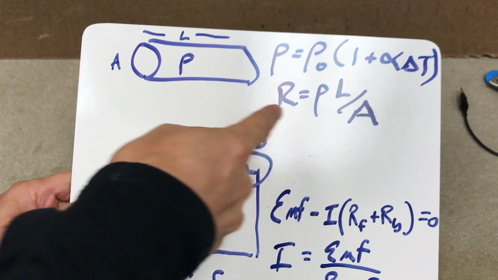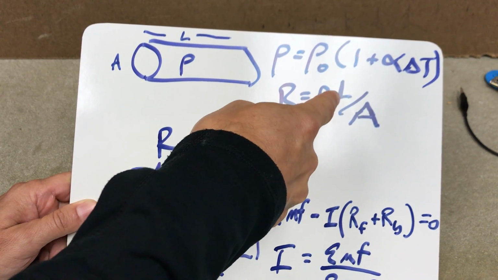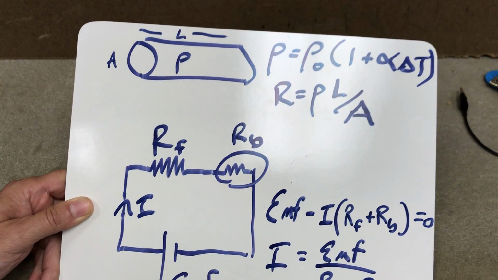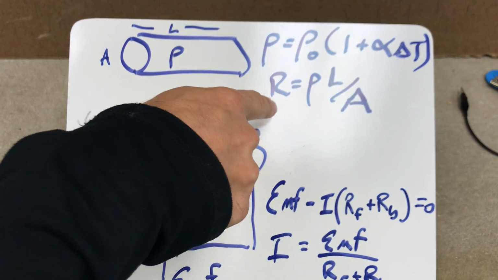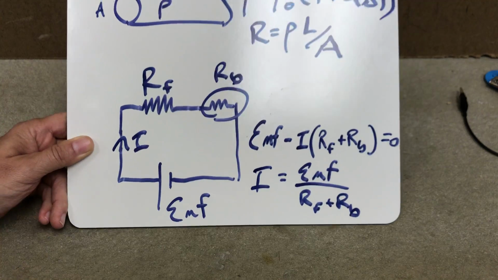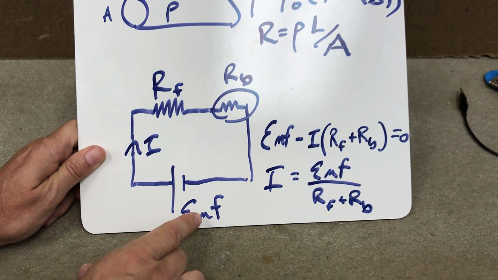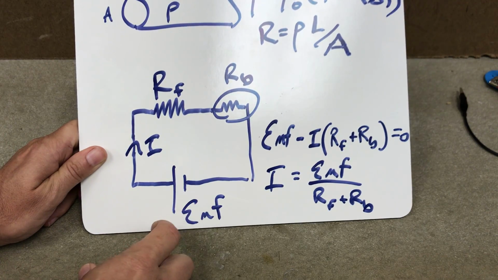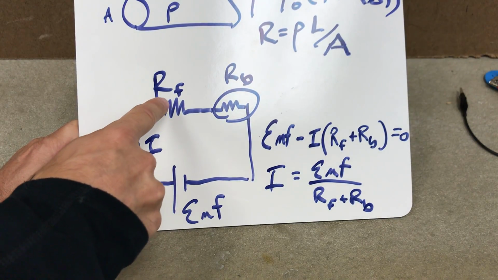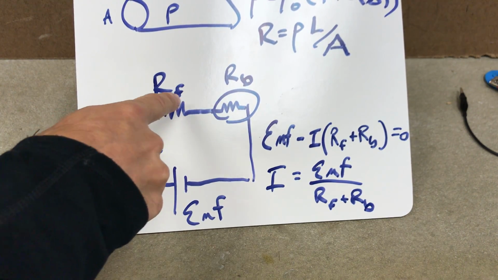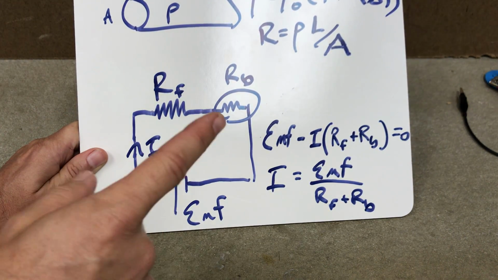And the resistance of this wire depends on the resistivity times the length divided by the area. Okay, so if this increases, the resistance increases. If the temperature decreases, the resistance decreases. So here's my circuit diagram. Here I have battery, EMF for electromotive force, that's what we like to use. Current comes out and it goes through the filament and the bulb. So I have 2 resistors, the filament resistance and the bulb resistance.